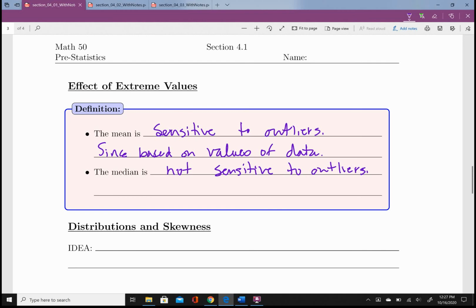lies, whereas the median is not selected by virtue of the values of the data. It is simply the middlemost data point, so there's no pull that's going to be occurring one way or the other by any extreme values. It's still going to just be the centralmost value when you order the data from smallest to largest, since it's not based on values of data.